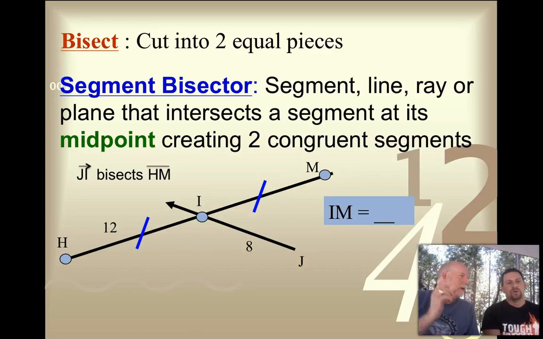Yeah, we don't care about the bisector. It's just there to kind of confuse you. So make sure you don't get the thing doing the cutting mixed up with the thing being cut. So IM here is 12, because the other piece is 12. Part equals part.